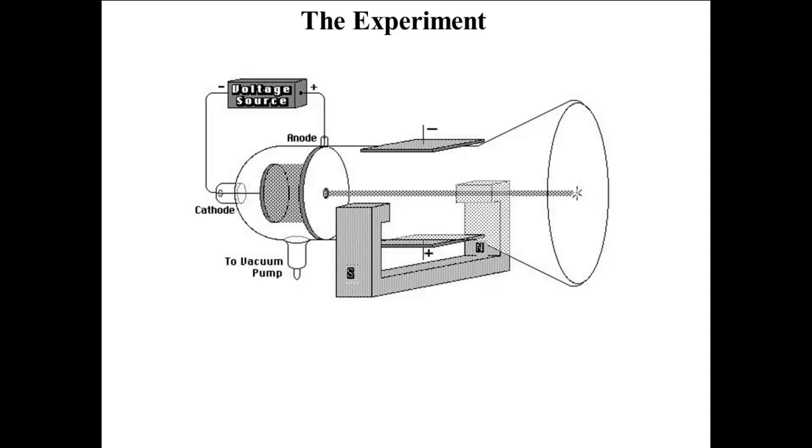Similarly, the deflection caused by the magnet depends on four things: the strength of the magnet, the charge on the particle, the mass of the particle, and the speed of the particle. The strength of the magnet and the charge on the particle produce the magnetic force, and the mass and the speed affect things the same way they did with the electric force.